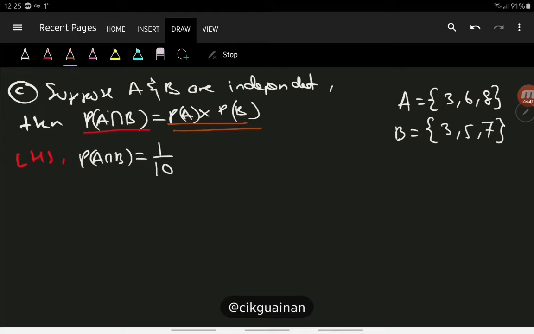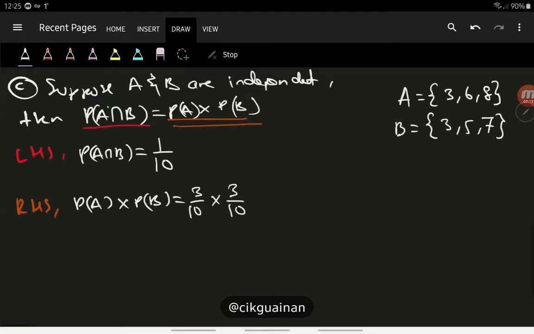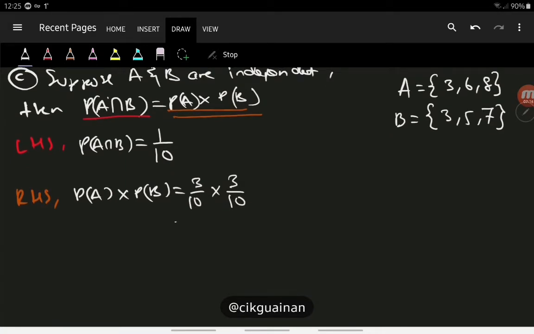Okay, and then we do the right hand side. We find the right hand side, which is the multiplication of P(A) and P(B) separately. So P(A) is 3 over 10, multiply by P(B), also 3 over 10. Okay, and then it's 9 over 100, I guess, and 9 over 100 cannot be simplified further.